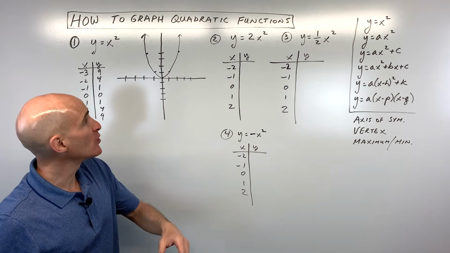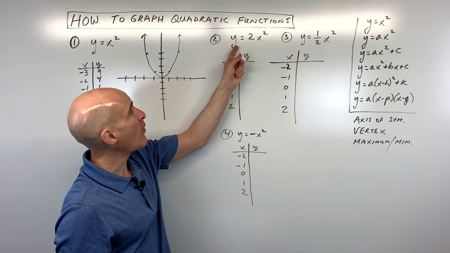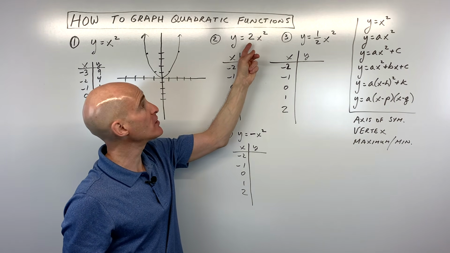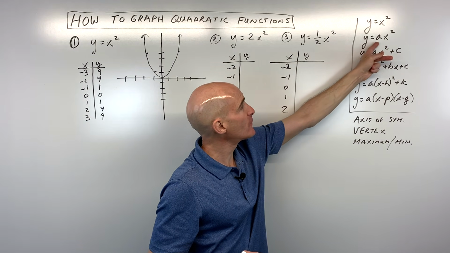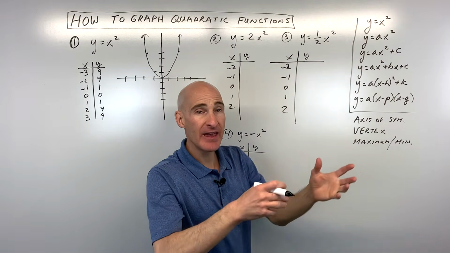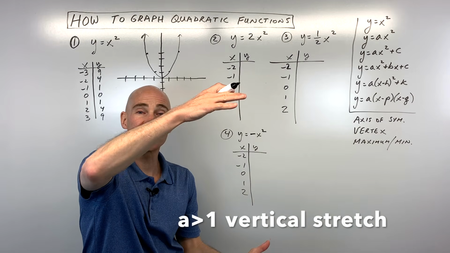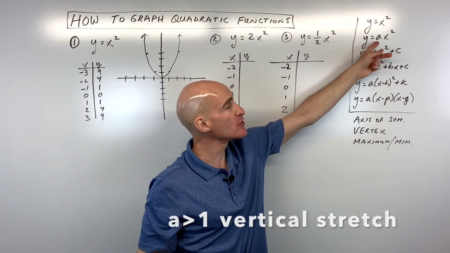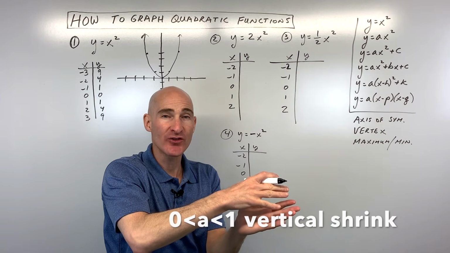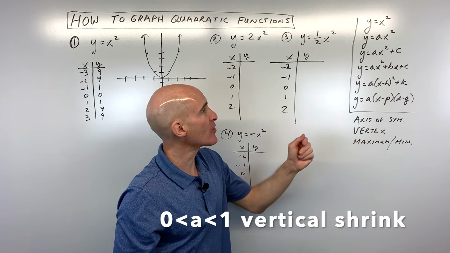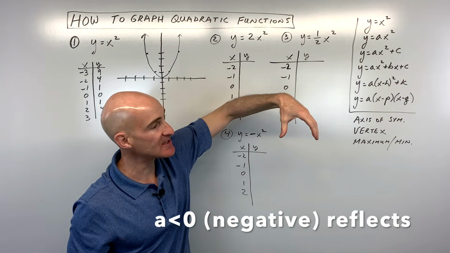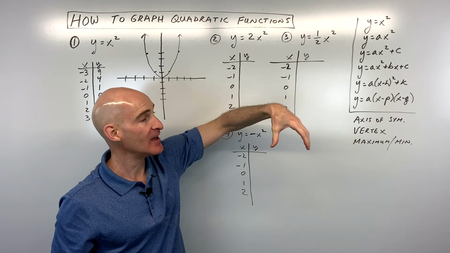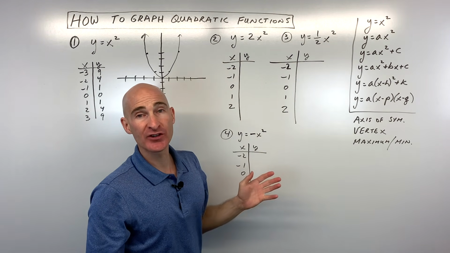Now what happens when you have, like for number 2, y equals 2x squared? What do you think that 2 does to the graph? Well, this is the form we're working with now. The a value, if it's greater than 1, it stretches the graph. And if it's between 0 and 1, it shrinks the graph. It's a vertical shrink, like a compression. And if it's negative, it reflects it over the x-axis. It's going to make it open down. And we're going to look at all those different types now.